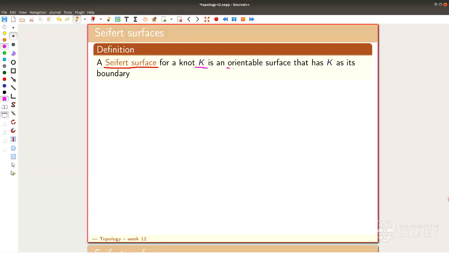So the keywords are orientable surface. We kind of know what that means. So no projective planes, no Mobius strips or anything. And the second is it has a knot as its boundary.